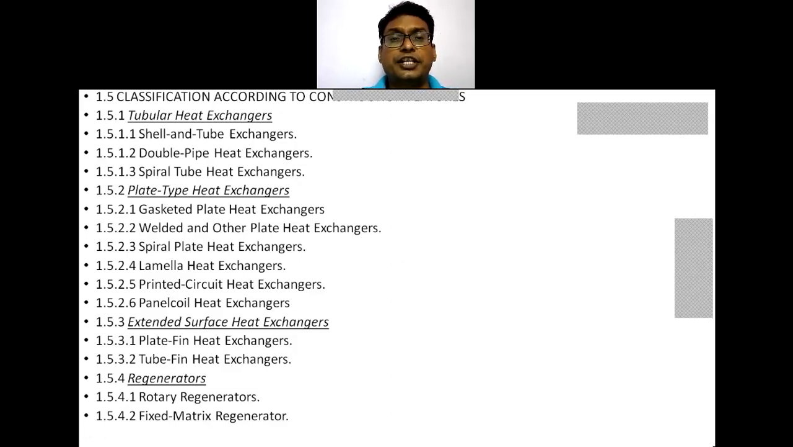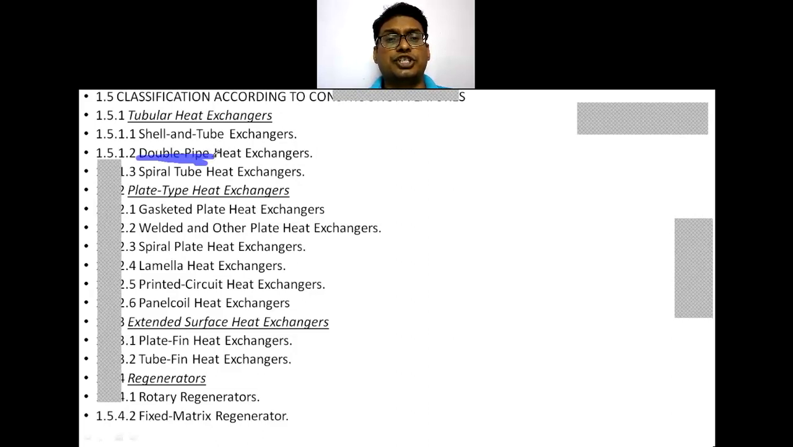So first is the tubular heat exchanger. In that, the simplest form is the double pipe heat exchanger. Then there is the shell and tube heat exchanger, where the complexity is increased, or the number of tubes inside the shell is increased. A compact design is available. And the spiral tube heat exchanger is also there.